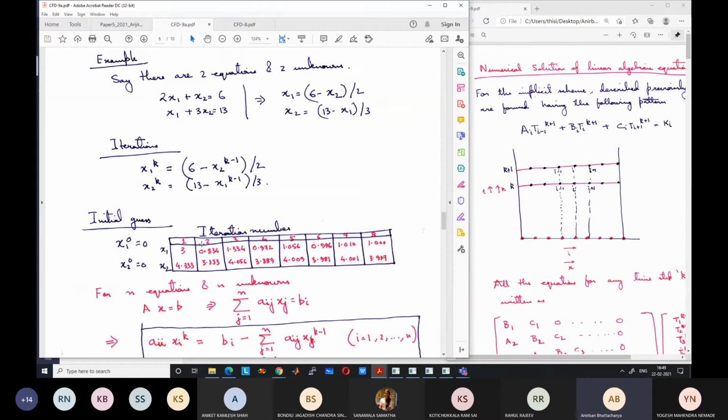For the second equation, what is this? Yes, 13 minus x1. x1 we have found to be 3. 13 minus 3 by 3. 13 minus 3 is 10. 10 by 3, so 3.333. Okay, after the second iteration, we have found this value.